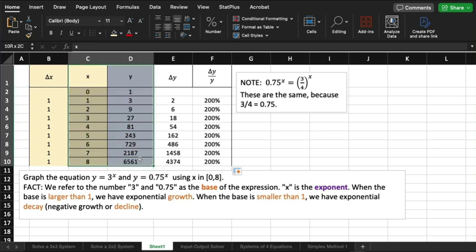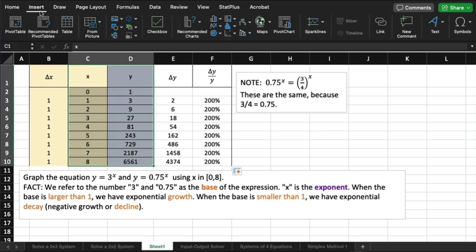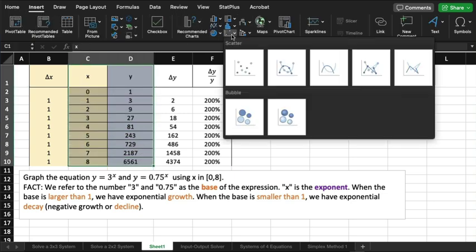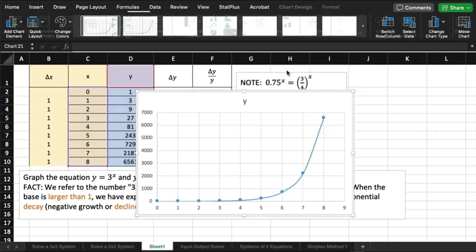So let's look at the graph. Insert, scatter plot with, let's do scatter plot with smooth lines. You have your choice. You can either do just smooth lines, period, or you can do smooth lines and markers. That'll show you your points.